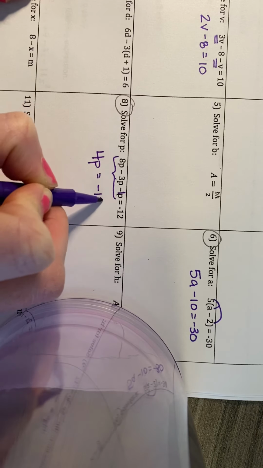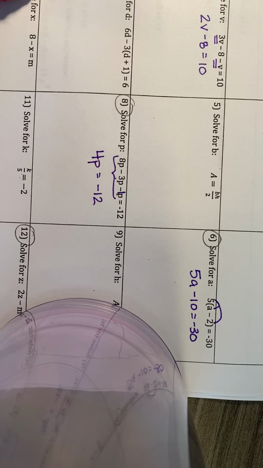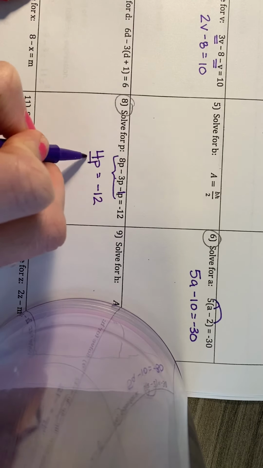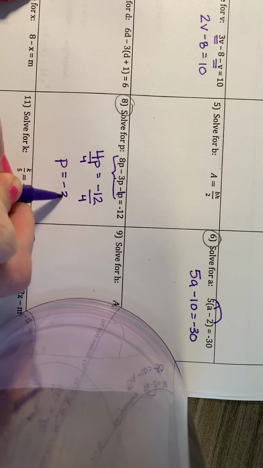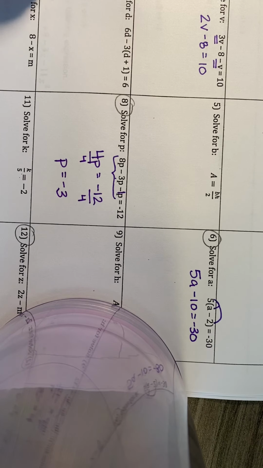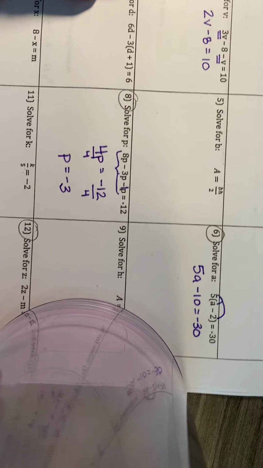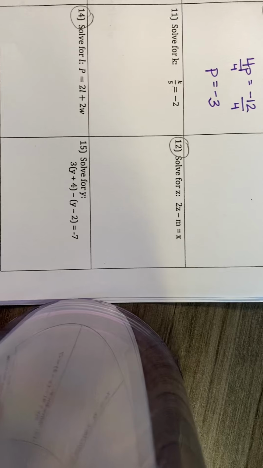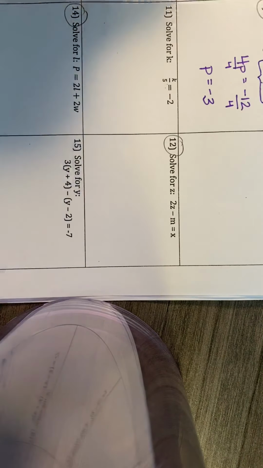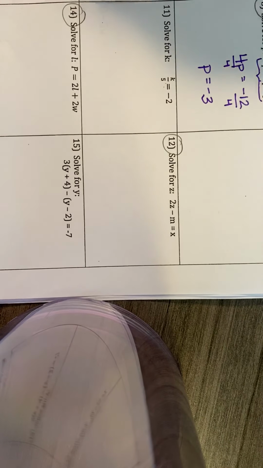4p equals negative 12. That's a really easy problem. Divide by 4, divide by 4. P now equals negative 3. Simple as that. And again, you're only doing even, so you can jump down to number 12, and then you can jump down to number 14. Oh, don't skip 10 like I did. Don't skip 10. 10 is a really easy one.